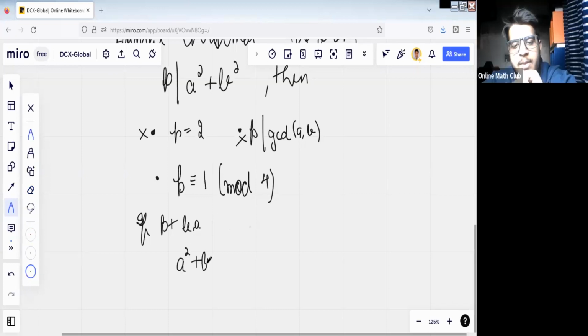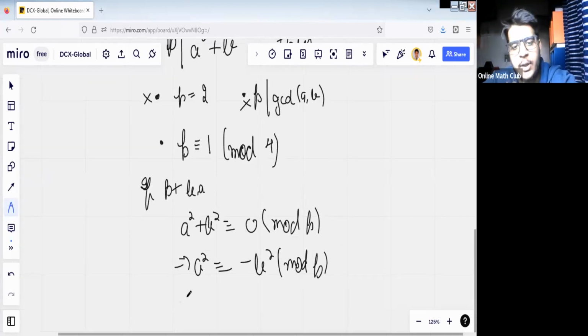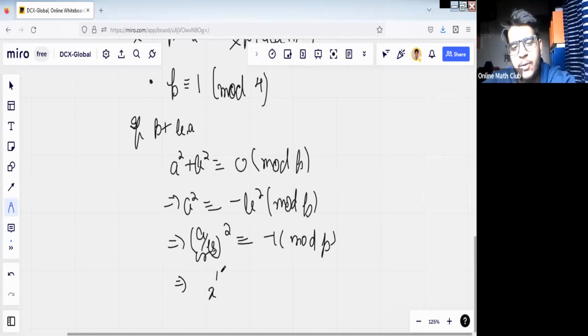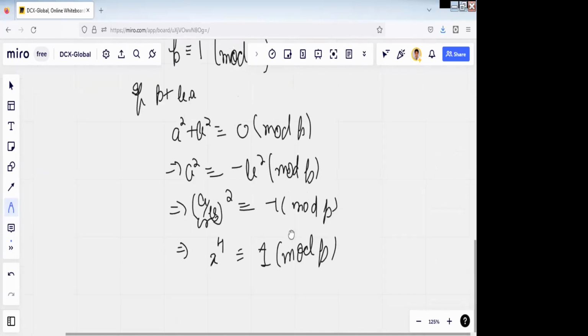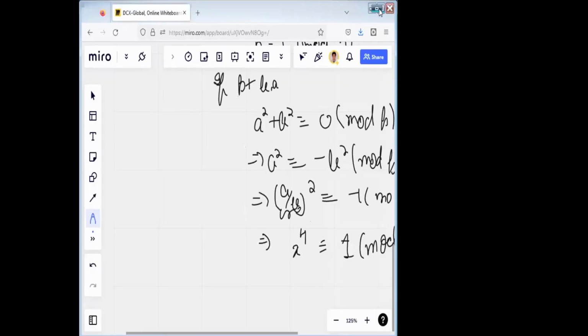Essentially I got a square plus b square is 0 mod p, which means that a square is minus b square mod p. Now you divide by b inverse squared on both sides so that you get a by b squared is minus 1 mod p. And so then we get that a by b the whole to the 4 is 1. Let's just say this to be some x, then x to the power 4 is 1 mod p. And we just consider what is the order of x. The order of x with respect to p has to be 4.